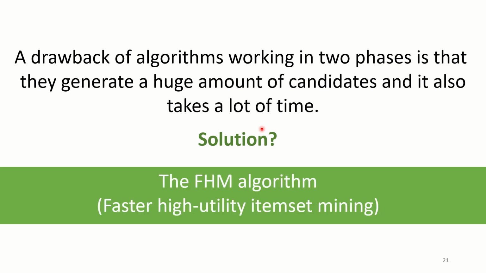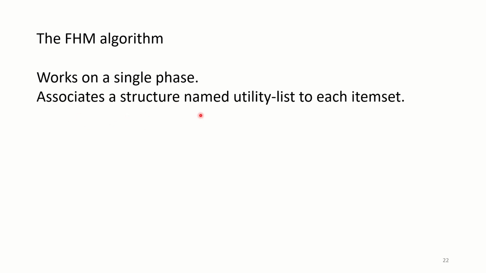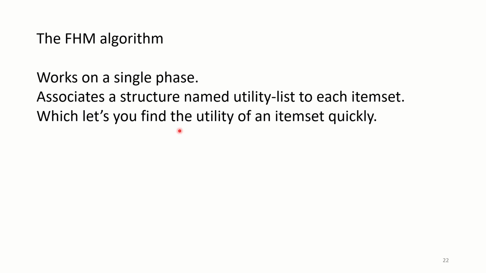So what they came up with is the FHM algorithm, or the Fast High Utility Item Set Mining. The Fast High Utility Item Set algorithm works in a single phase. It associates a structure named utility list to each item set, which lets you find the utility of an item set more quickly.